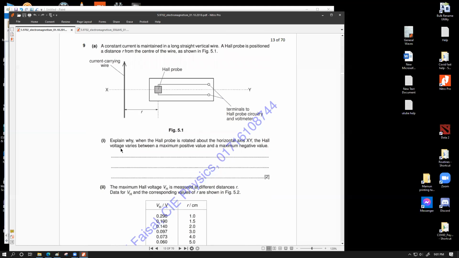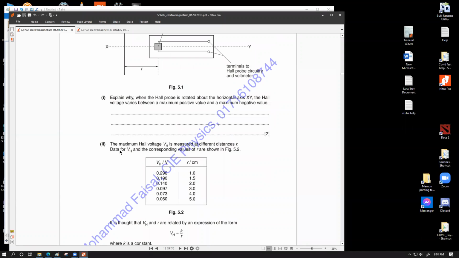So we should record the strongest, highest value of magnetic flux linkage. The question says that when the Hall probe is rotated about the horizontal axis XY, the Hall voltage varies between the maximum positive value and the minimum negative value. That's because of the cutting. When the Hall probe is as shown in the figure, it has the maximum cutting of the field lines. When it is rotated by 90 degrees about the line XY, it would cut 0 magnetic field lines, so it would be minimum, 0, and vice versa.